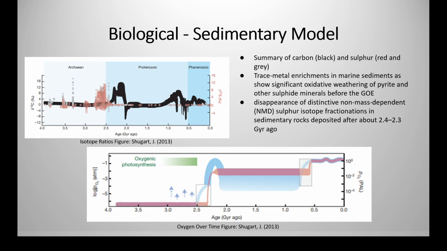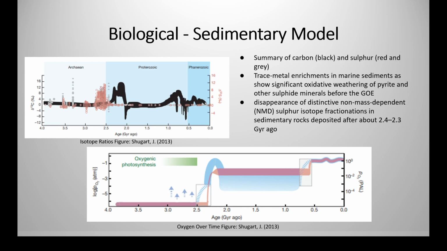So the biological and sedimentary model can be explained by using the different ages as well as the amount of free oxygen in the atmosphere. As previously, we looked at the oxygen over time figure, although in this slide we're going to also be looking at the isotope ratio figures. So we found that there is a summary of carbon and sulfur within the different profiles, and we can relate these when we're having the different banded iron formations.